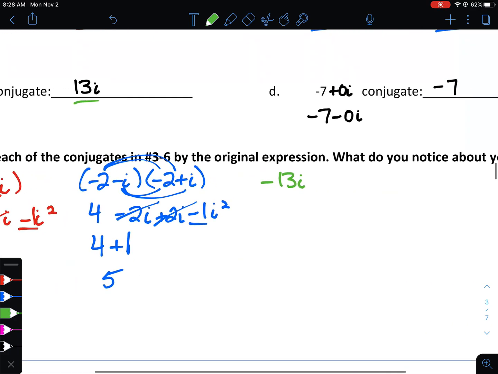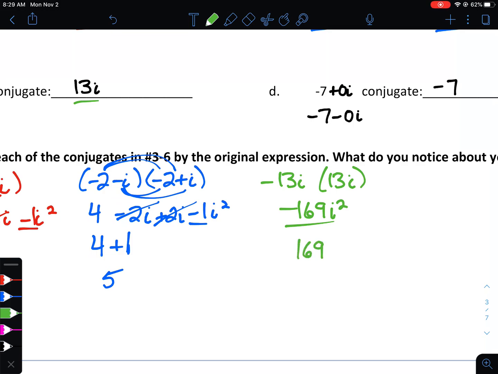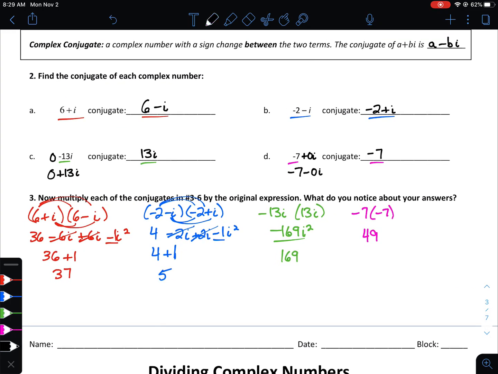For the next one, we had -13i and 13i. Let's go ahead and multiply those together. So -13 multiplied by 13 is -169. If you take i and multiply by itself, it is i squared. Remember, i squared just changes the sign of the number in front of it. So instead of a -169, you get a +169. The last is probably the easiest. You had -7 multiplied by itself. -7 multiplied by -7 is 49.